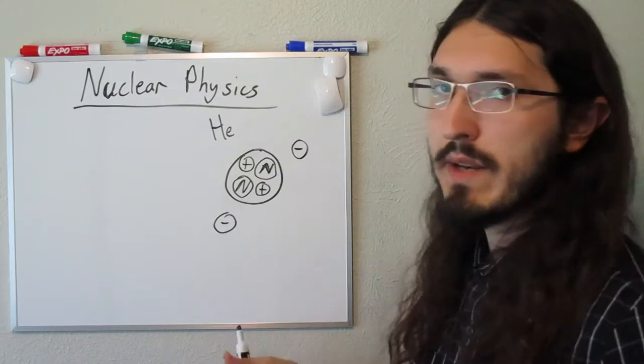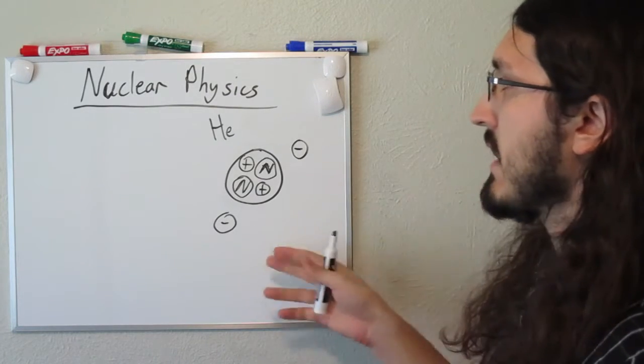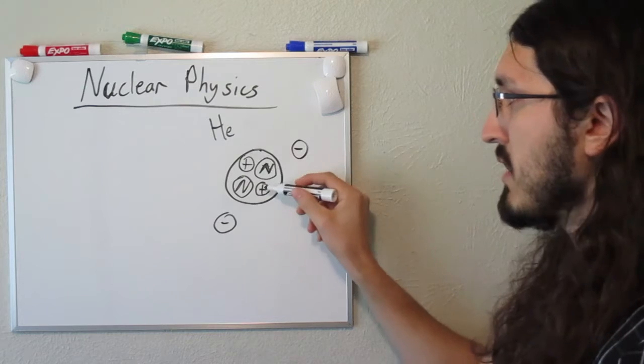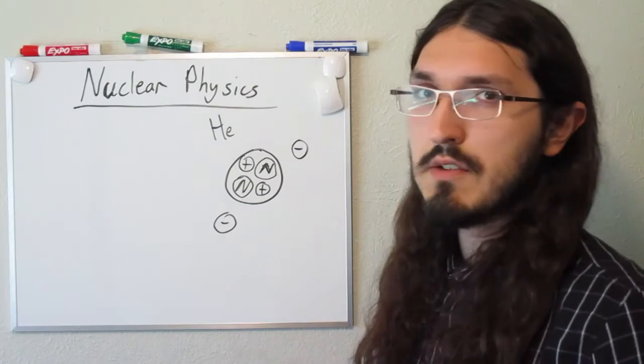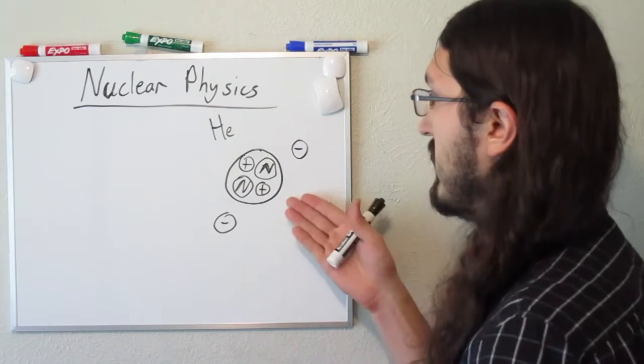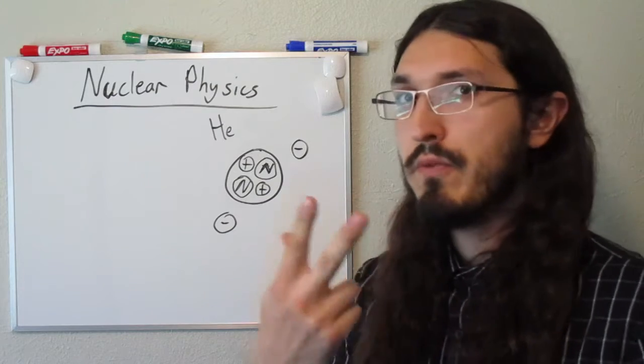Okay, here I've drawn my helium atom again, where I have my electrons on the outside, and then in the nucleus I have my protons and my neutrons. We can ask ourselves the question, what forces are keeping this nucleus together? So far we've only learned about two forces in this class.